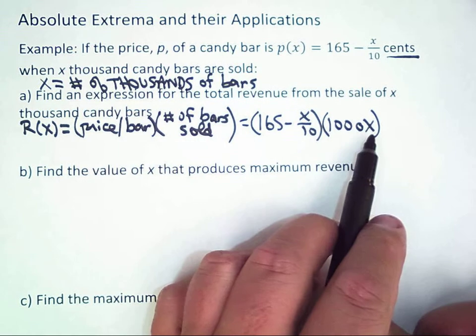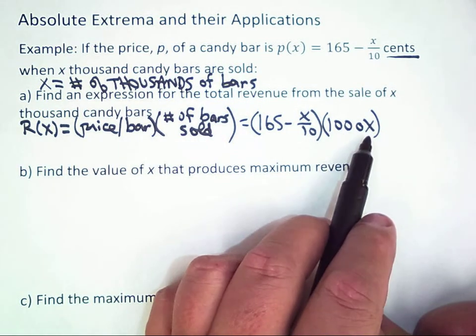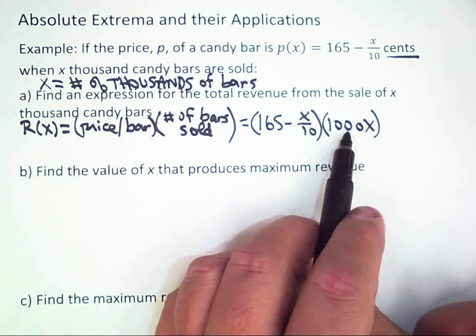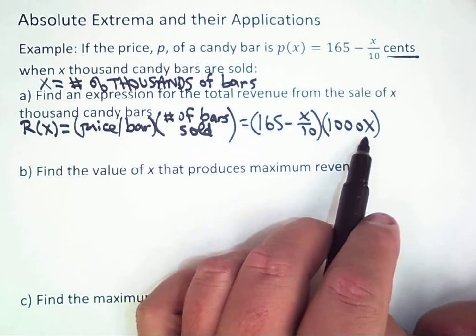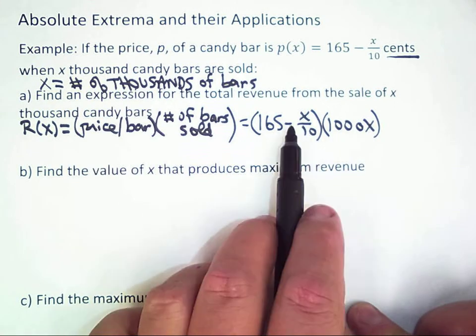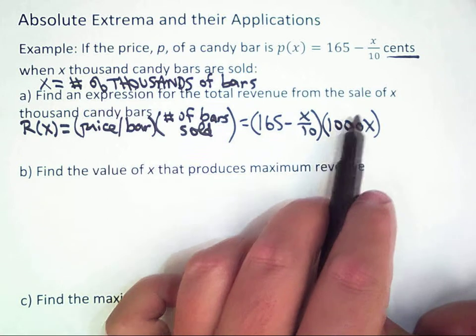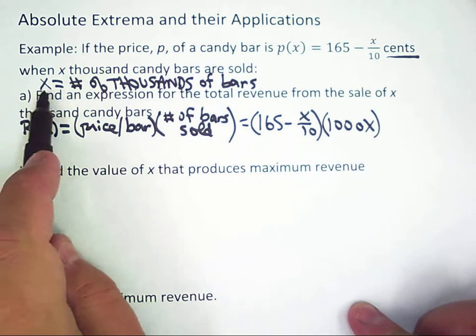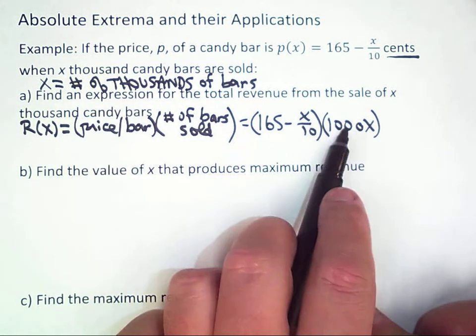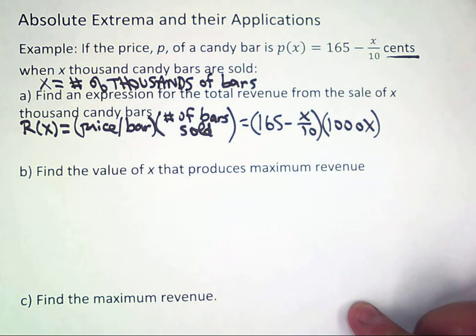So if X is 1, that means you're selling 1,000 bars. If X is 2, you're selling 2,000. If X is 10, you're selling 10,000. And this is the price per bar. So it's the price per bar times the actual number you're selling. And since the X is in thousands, if you don't make that adjustment, your revenue function is wrong. So that's an extremely important point to make.